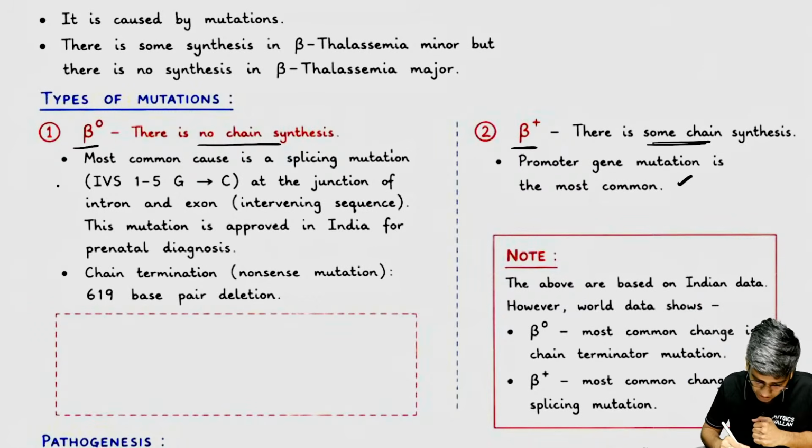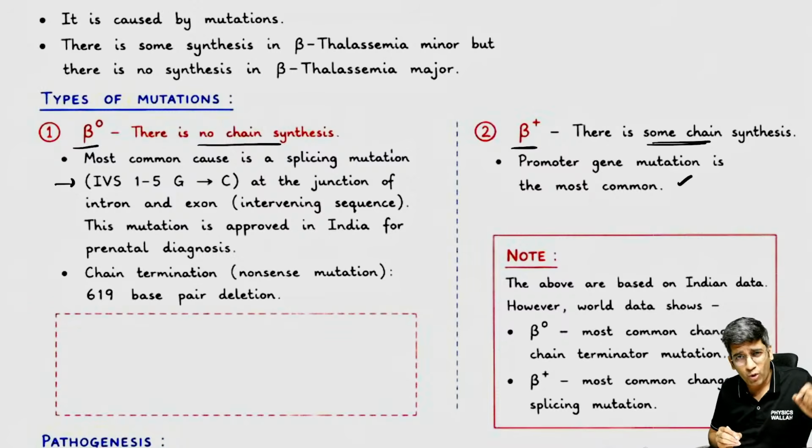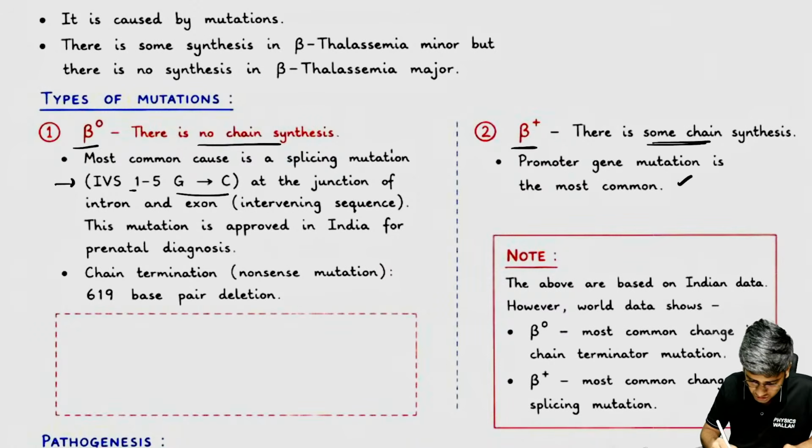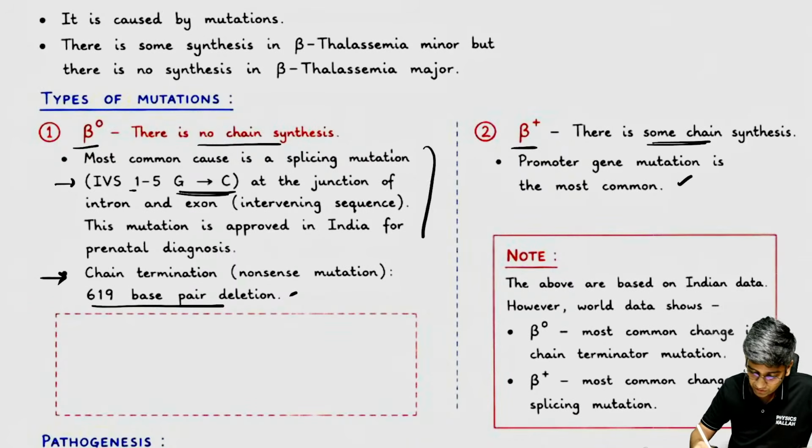In beta 0, I have one thing I want you to remember: IVS, that is intervening segment or intron. In the intron 1, 5th position, G becomes C. Okay, that's the intervening sequence. In the intron 1, this is approved for prenatal diagnosis. This also is approved for prenatal diagnosis. 619th base pair deletion. These two are very common in India, approved for prenatal diagnosis.